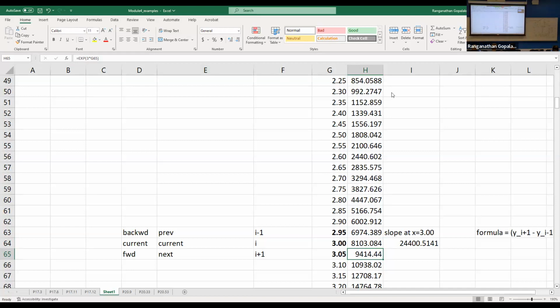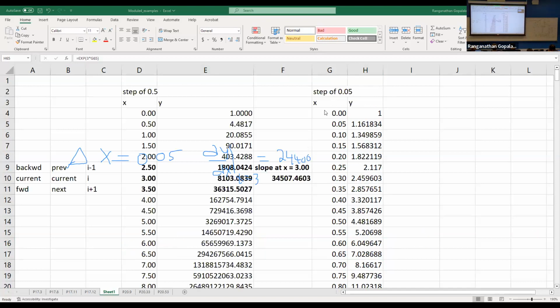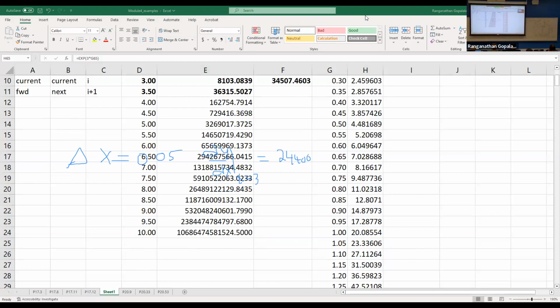I'm going to write it here. With a step length of 0.05, the slope dy by dx at x equals 3 is 24,400. And what was it previously? 34,500. That is, with delta x equal to 0.5, the slope dy by dx is 34,500. Now, question for you. Which one do we trust more?